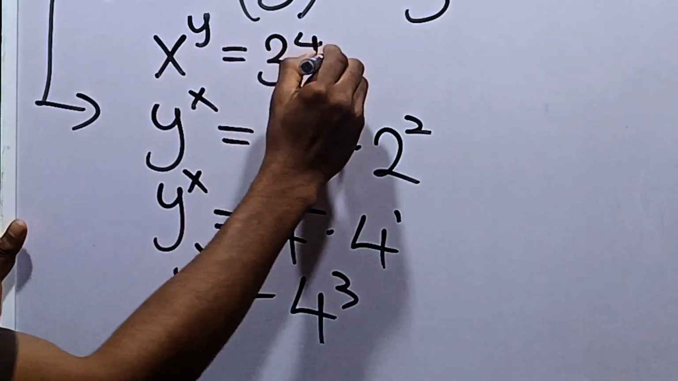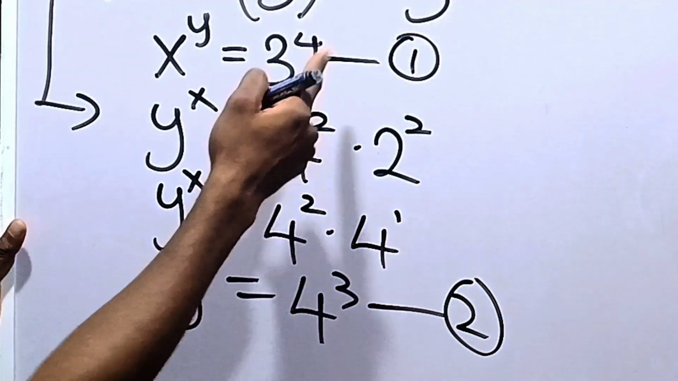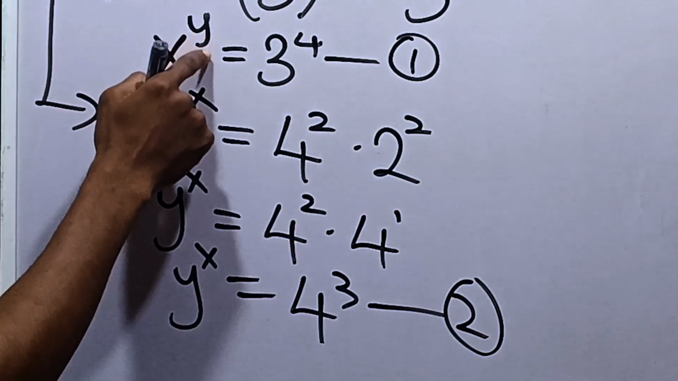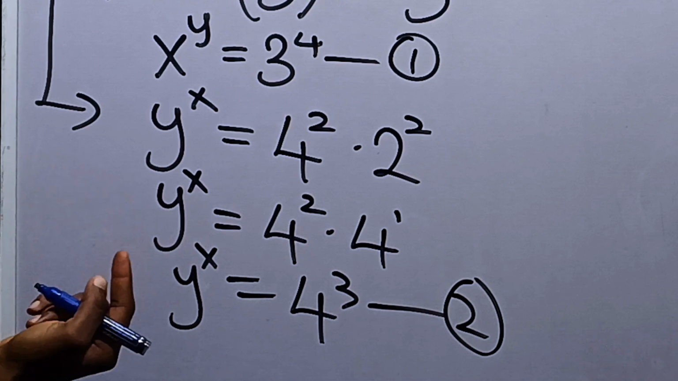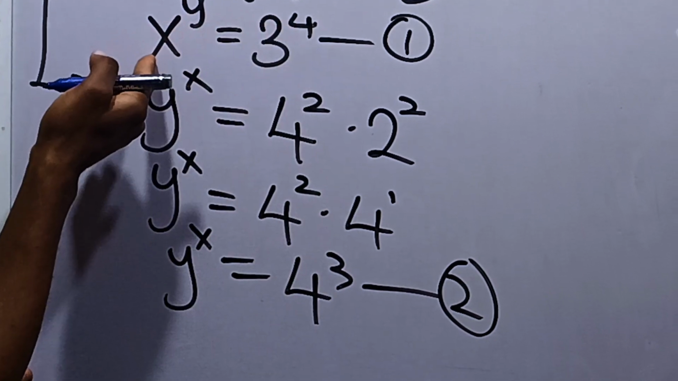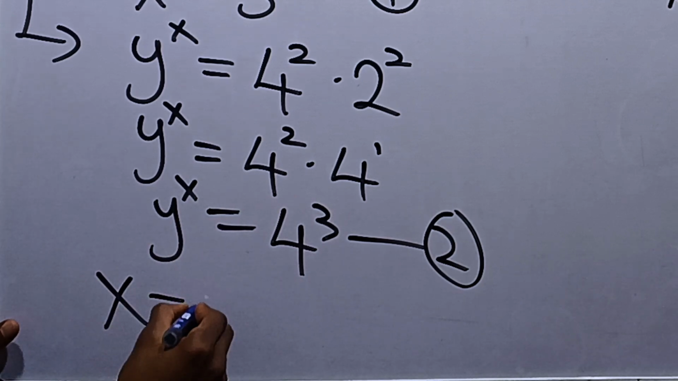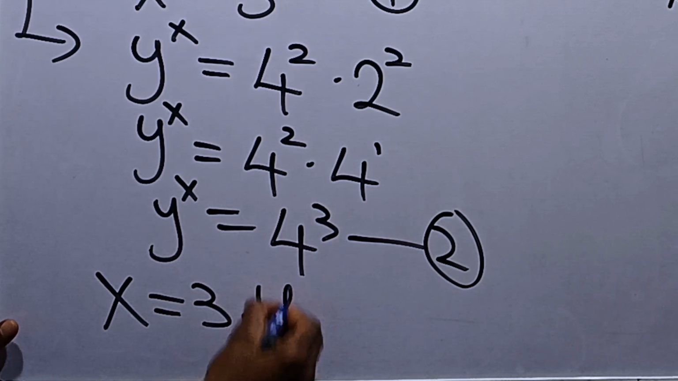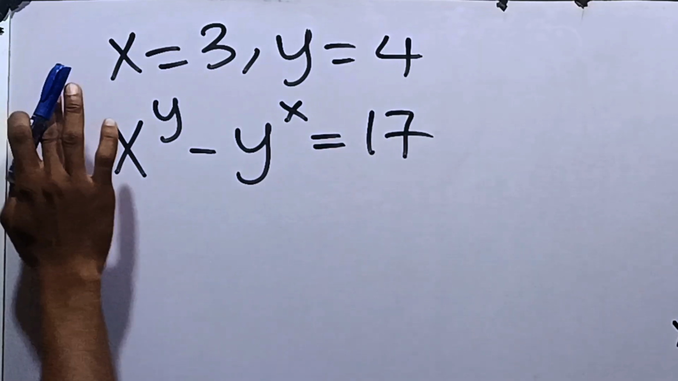Now, let's call this equation 1 and this equation 2. If you compare these two equations, you see x raised to the power y is 3 raised to the power 4 and y raised to the power x is 4 raised to the power 3. What does this tell us? If you compare, y is 4, x is 3. It means that our x is equal to 3 and our y is equal to 4. This is our answer for this question.